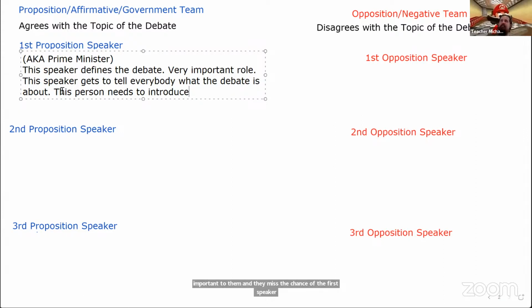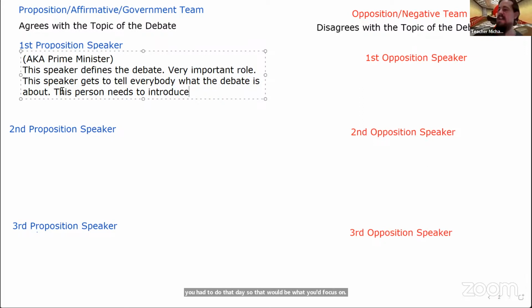Well, most debate competitions take place in person, so you would actually go to the building to compete in the debate tournaments. If you entered a competition, chances are that would be the most important thing you had to do that day, so that would be what you'd focus on. It's not very often that people would enter a competition like that and then go and do something else.